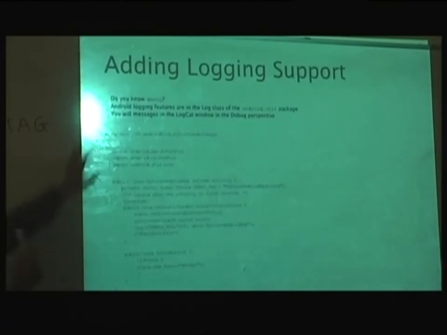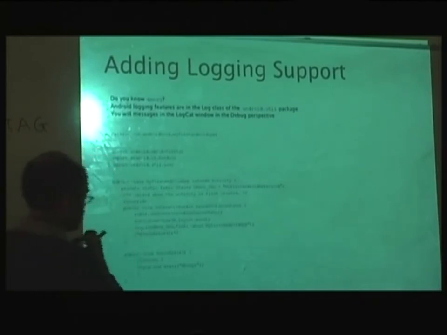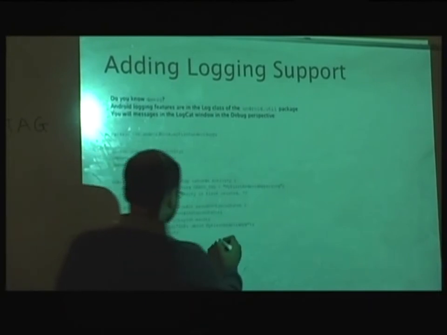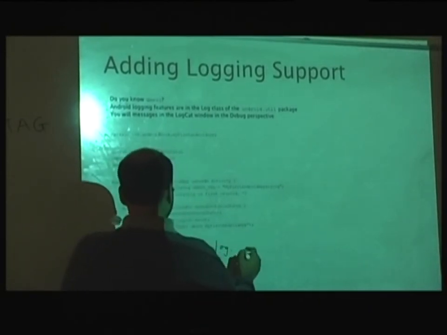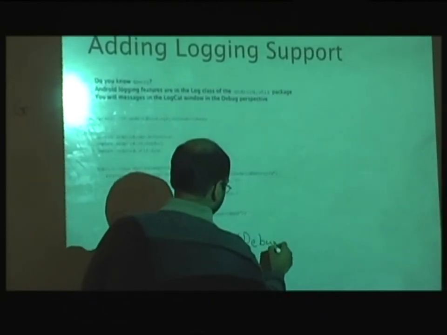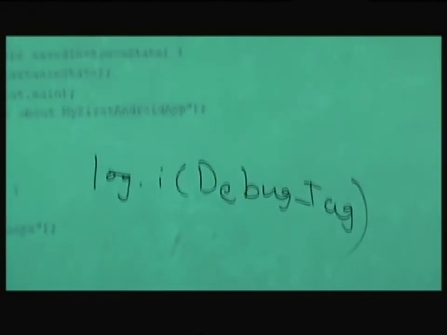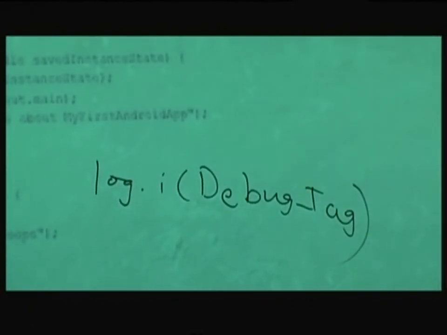I'm sorry, you can't read this thing. Let me just see. What this is doing is you're saying Log.i debug tag. Does anybody know what a dmesg message is? In Linux, have you used this command?